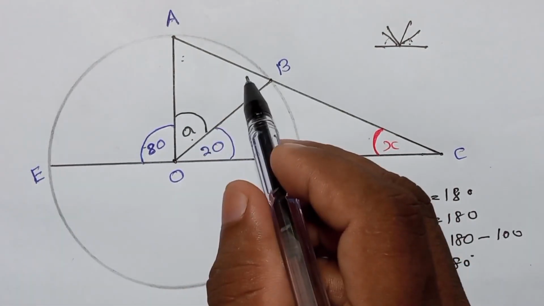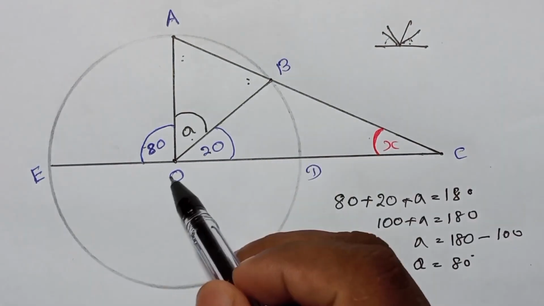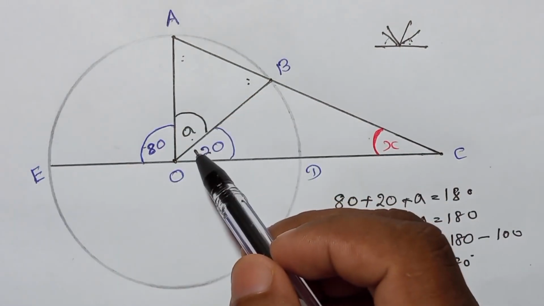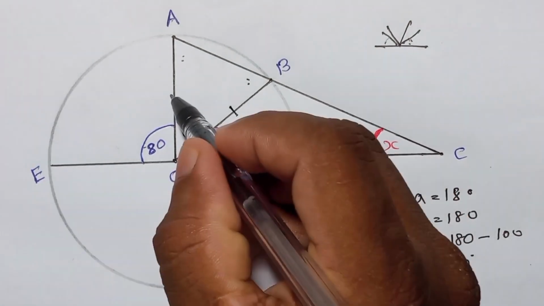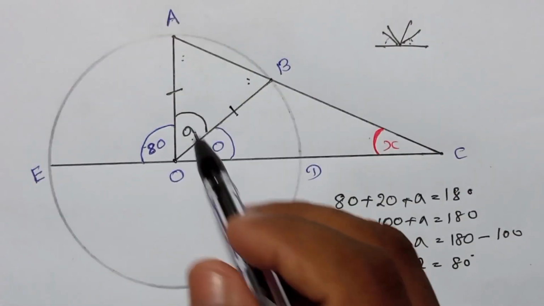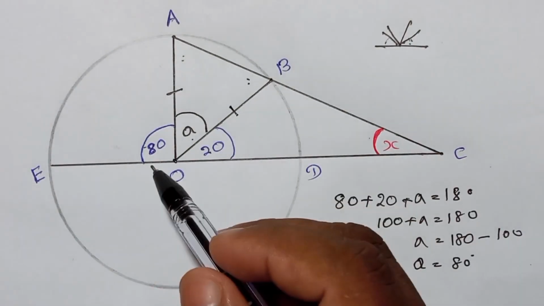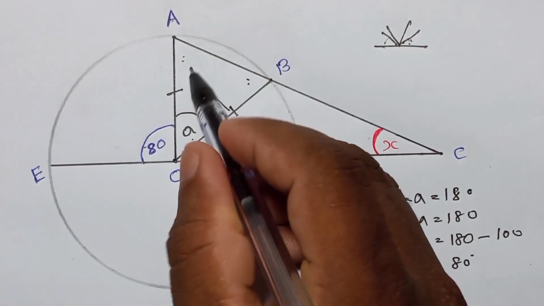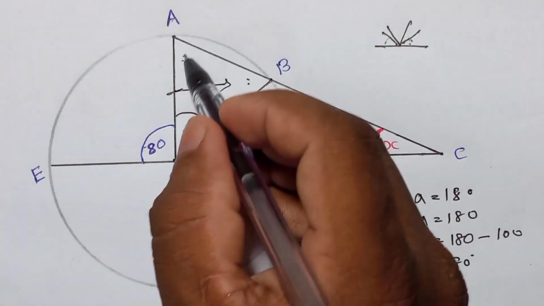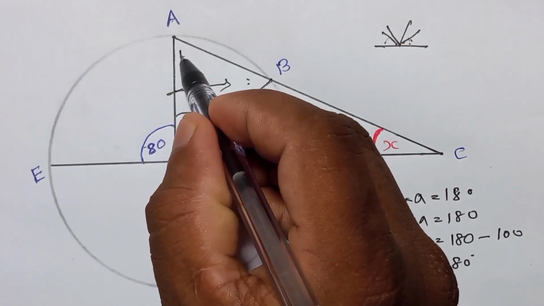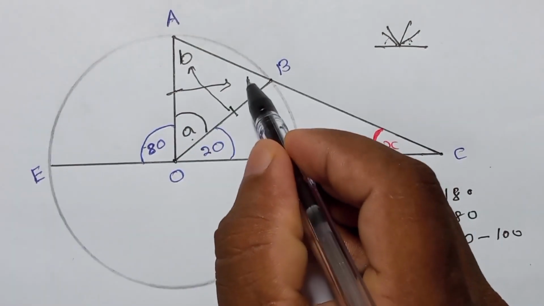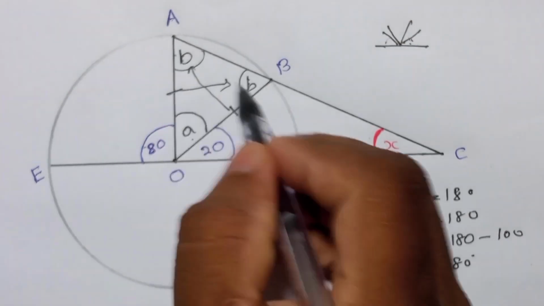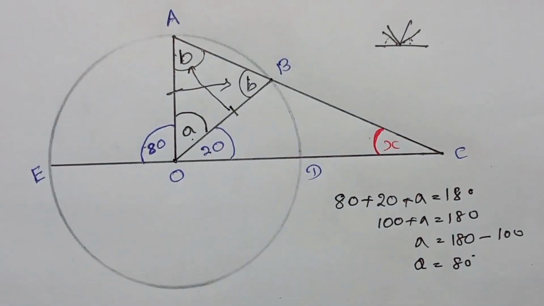Now I can find these two angles also, because why? These two are equal, because OB and OA are radii of the same circle, so this is equal to this. So triangle ABO is an isosceles triangle, right? This side and this side are equal, so that means the opposite angles are also equal. That means if this is B, this also will be B, right? These two angles will be B.